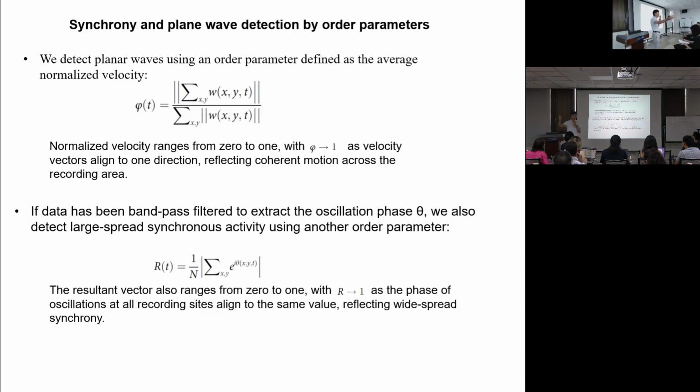We can also detect planar traveling waves. This is a main topic studied by other groups, such as Terrence Sejnowski's group at the Salk Institute. For this, we can introduce the average normalized velocity. Where this order parameter is close to 1, it indicates that all velocity vectors are aligned in one direction. You have a perfect planar traveling wave.